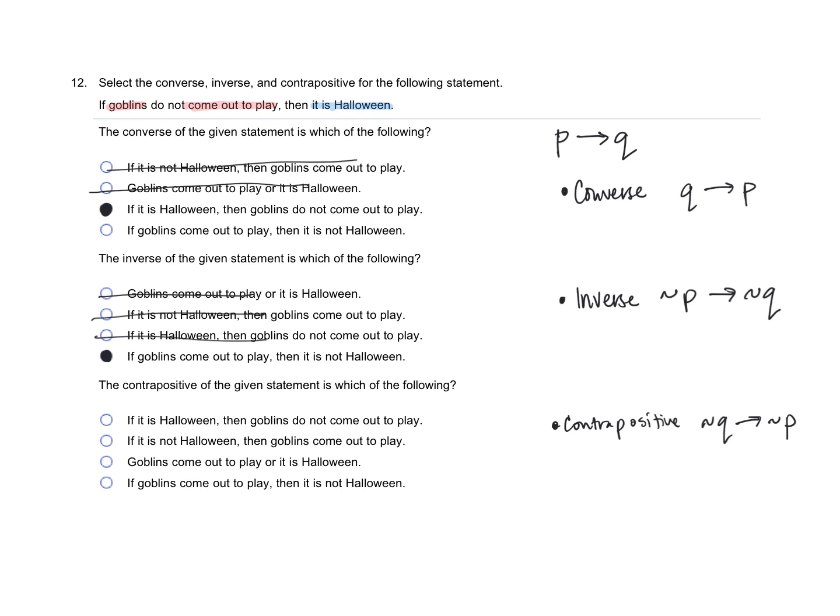Okay, contrapositive. We want to negate both pieces and switch the order. So we want to start with if it is not Halloween. So it's not that one. So really, if you just know the order, you can really pick out the answer pretty easily because the other ones are not going to make sense. So if it is not Halloween, then the goblins come out to play. So that would be the correct answer for that one.